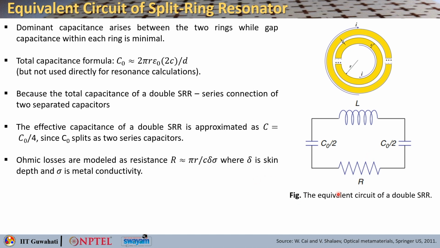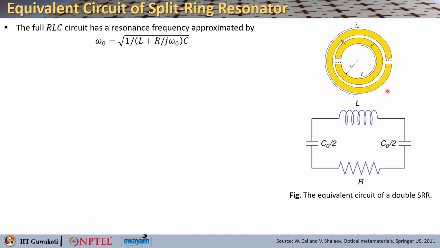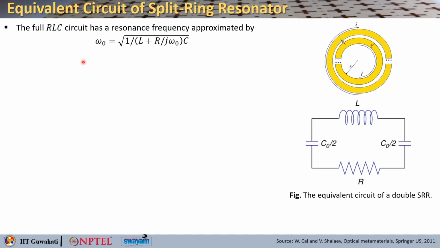And you can consider the ohmic losses, because these are metallic strips, right. So, the conductivity and the skin depth of the material will tell you about the resistance it is going to offer. You can estimate the resistance as pi r divided by c delta sigma, where delta is the skin depth and sigma is the metal conductivity. With that you get an equivalent circuit model of this double split ring resonator, and the full RLC circuit will give you the resonance frequency estimation.